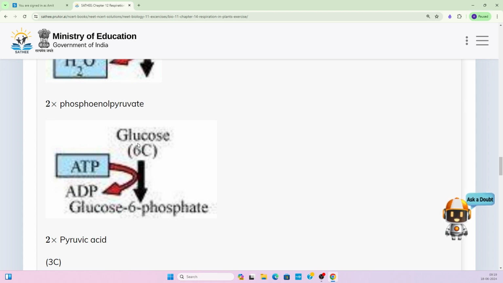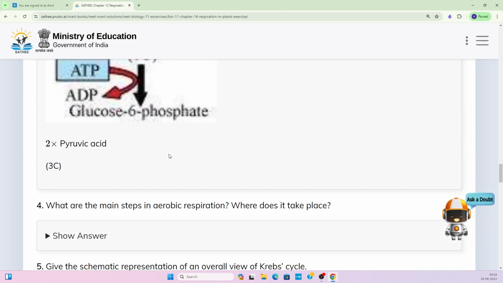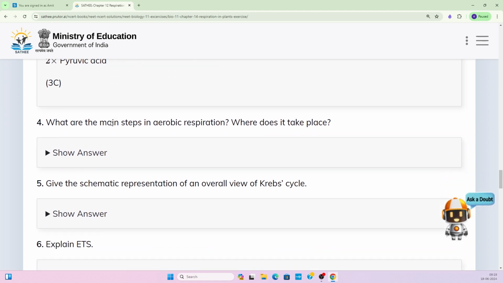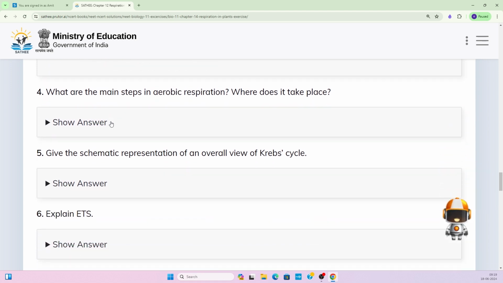Here glucose is converted to glucose 6 phosphate and ATP to ADP, right? And at the last, 2 pyruvic acid is formed, which is a 3 carbon compound.